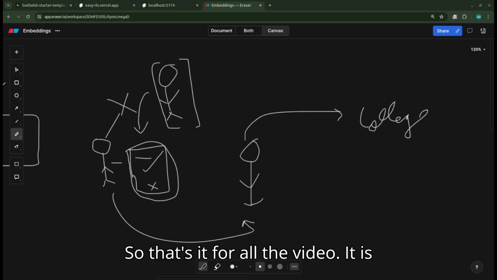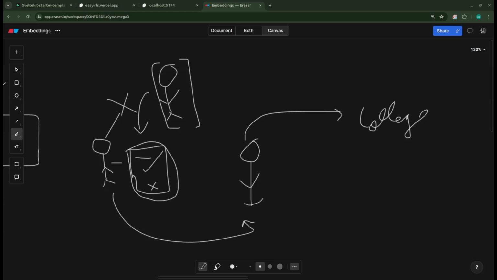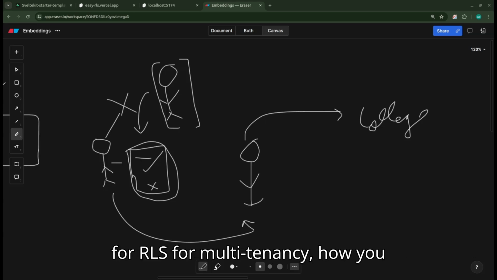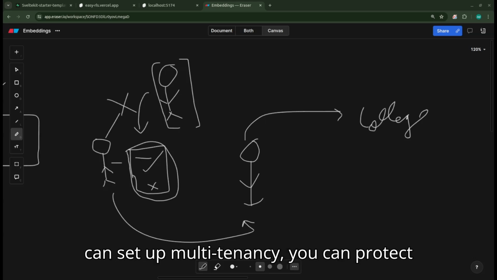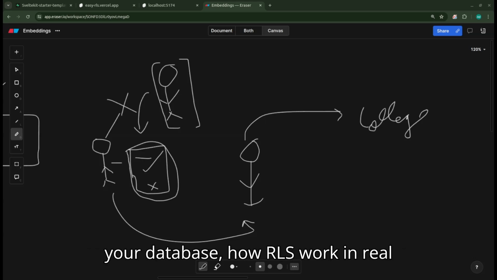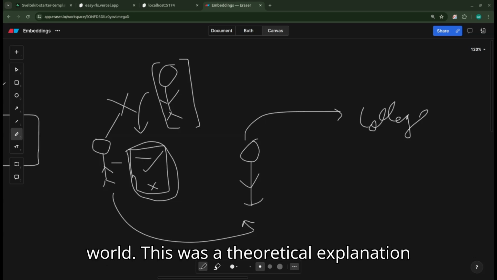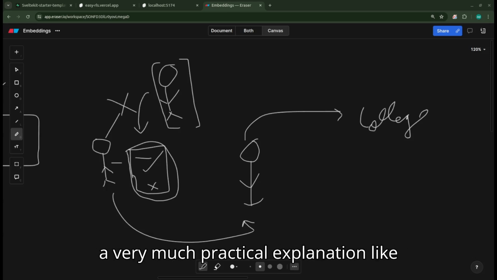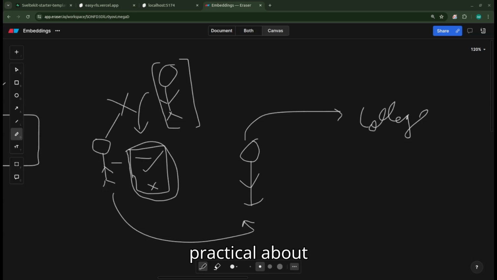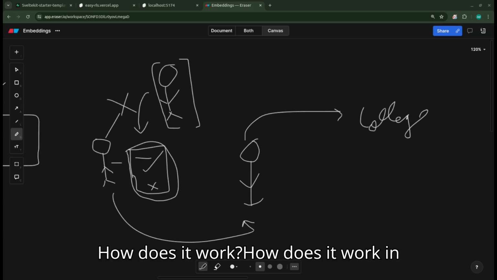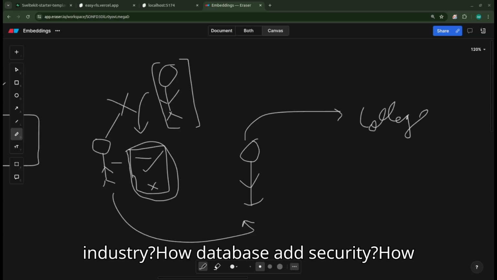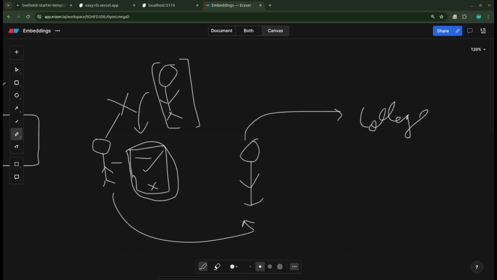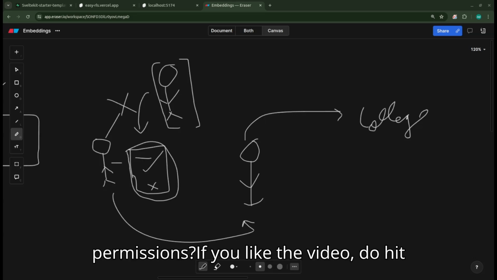So that's it for the video. It is just a basic video for RLS. I will be creating a comprehensive video for RLS for multi-tenancy: how you can set up multi-tenancy, how you can protect your database, how RLS works in the real world. This was more of a theoretical explanation, and the next video is going to be a very practical explanation: how it works in industry, how the database adds security, and how it protects from unauthenticated access or access from users that don't have permissions.